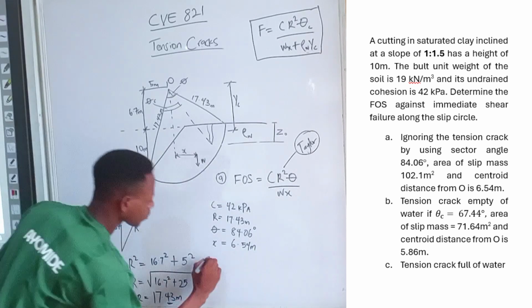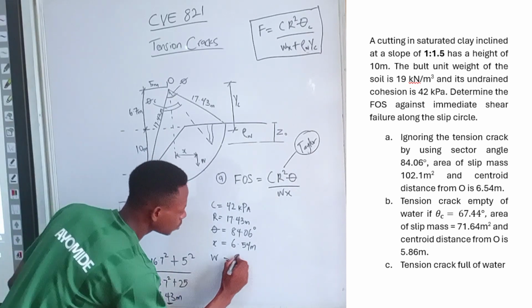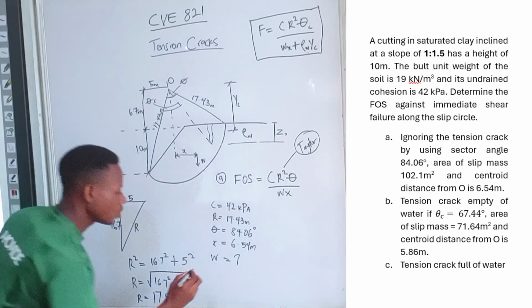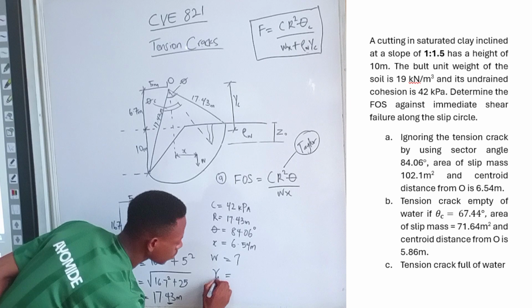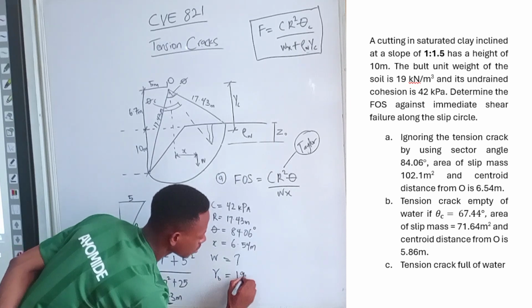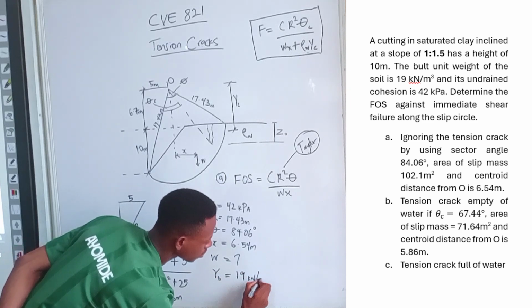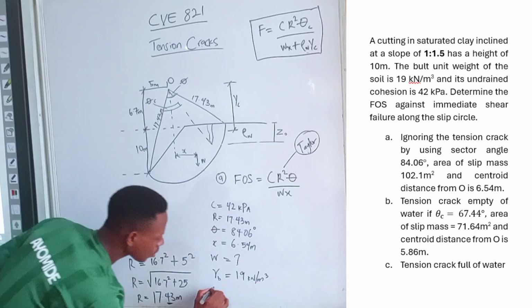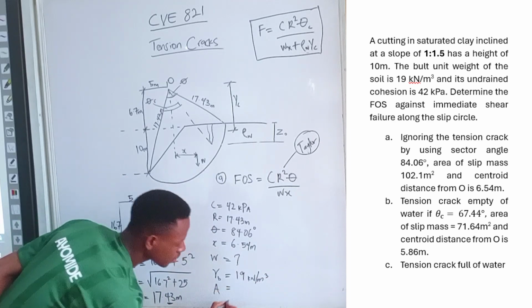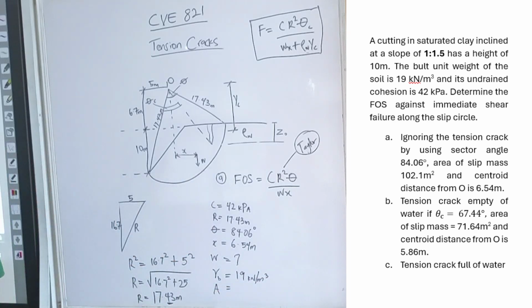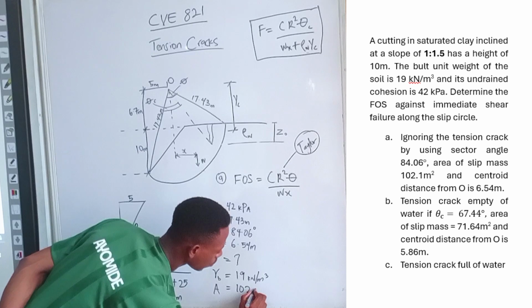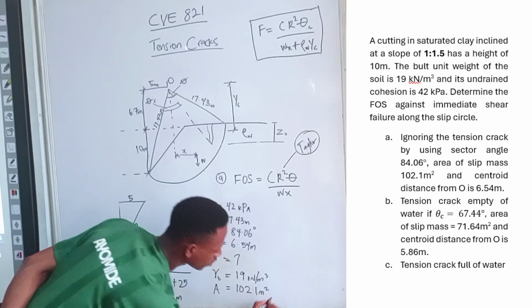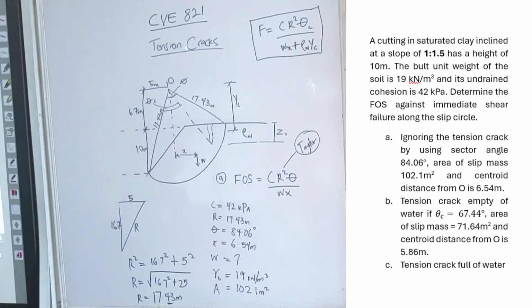W. We don't know it, but we know this one as 19. And we also know our A. Our A was given in the question as what? Yes, 102.1 meter squared.